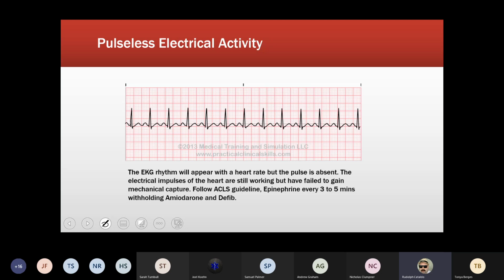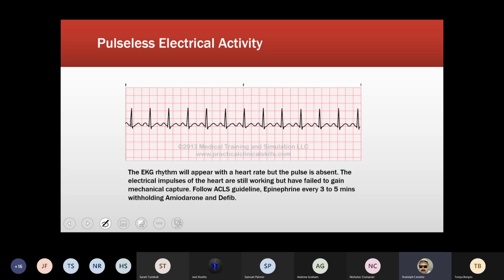Now, we can have patients in PEA, or pulseless electrical activity. How do I know that a person is in PEA? It's a really easy answer. No pulse. They don't have a pulse. I feel like you might have heard that a time or two today. They don't have a pulse.